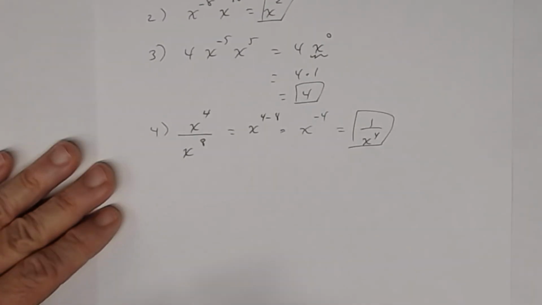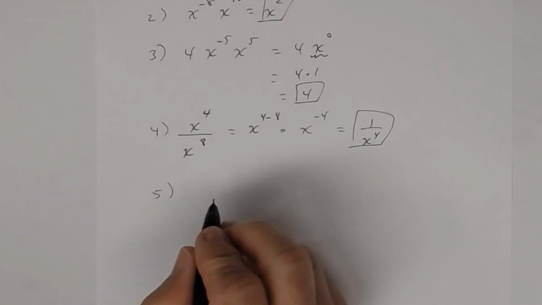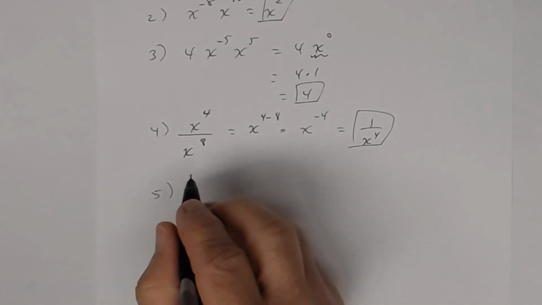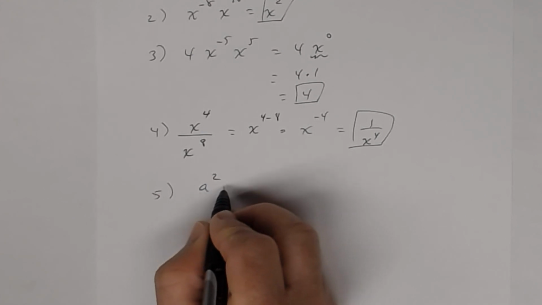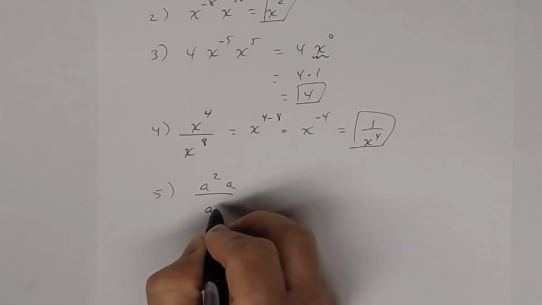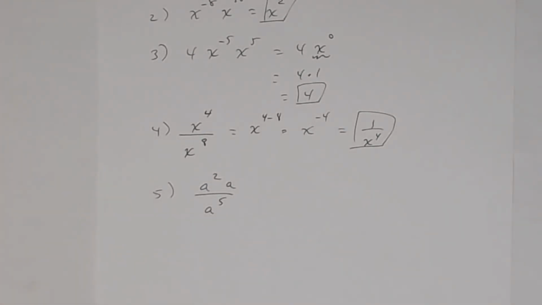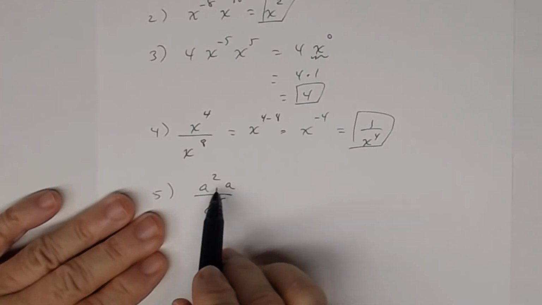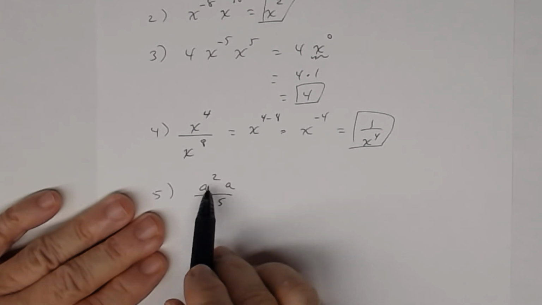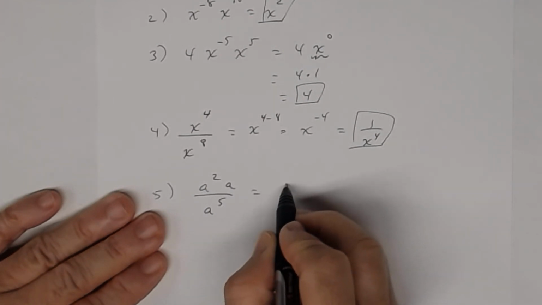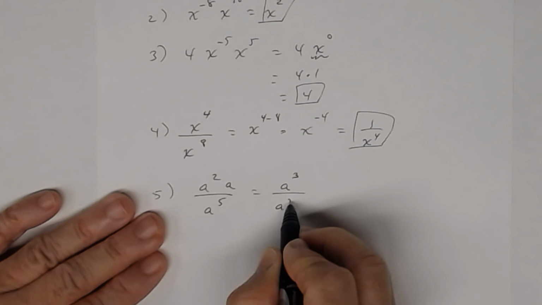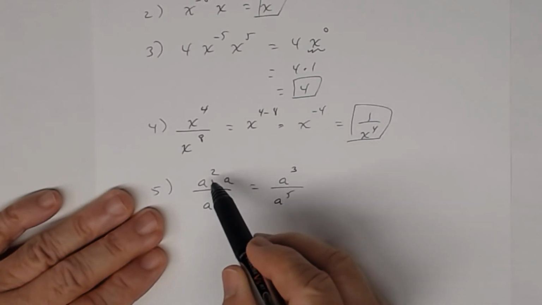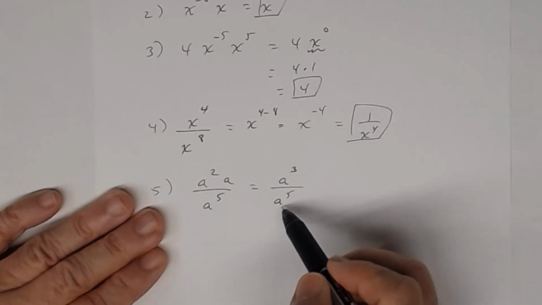That's number 4. Number 5, what if you had, let's say, a squared times a divided by a to the 5th? Well, same idea. If you look at the numerator, simplify the numerator first, multiplying like bases, so I add exponents. So a squared times a to the 1st is a to the 3rd divided by a to the 5th. So I use the product rule here. Now I'm going to use a quotient rule.